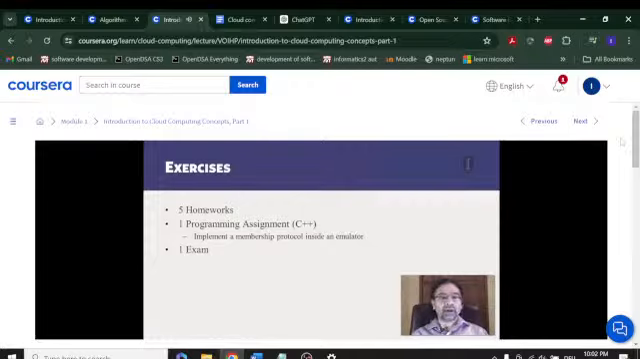The course is structured so that you can learn as you move along. There are 5 homeworks spread throughout the course, as well as a programming assignment. The programming assignment involves writing code inside an emulator. In the first part of the course, you will be writing a membership protocol inside an emulator that we'll provide to you. We'll provide you the C++ template, and you can write it. And there is one final exam.